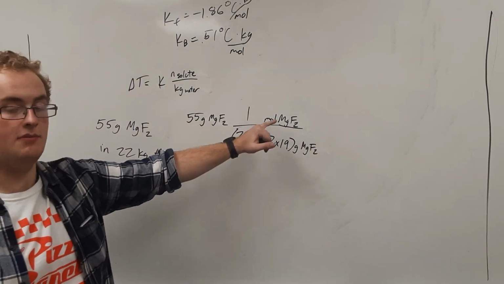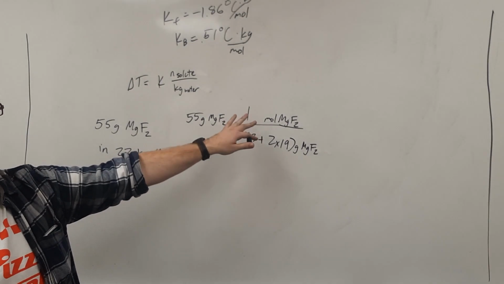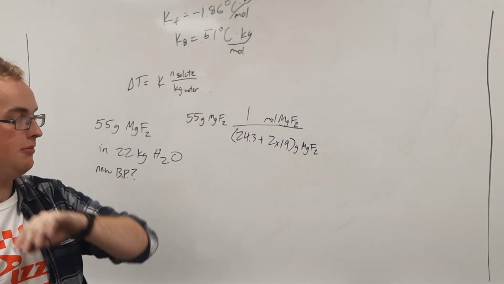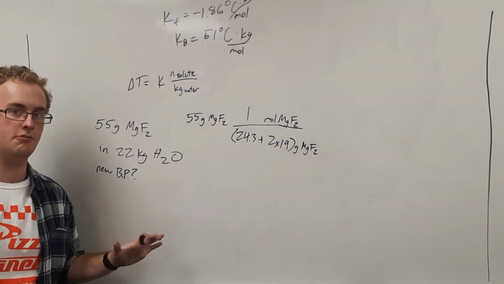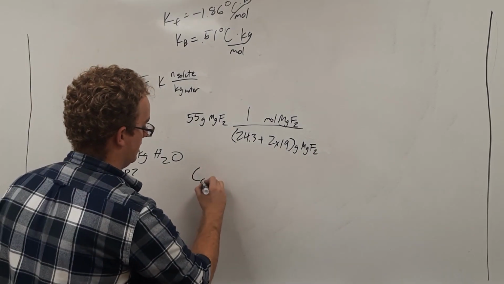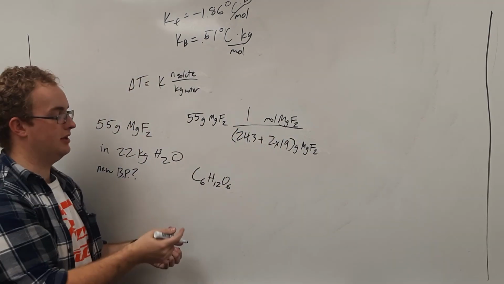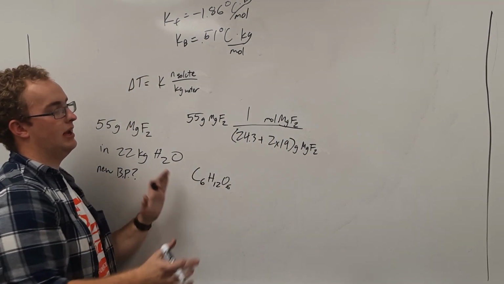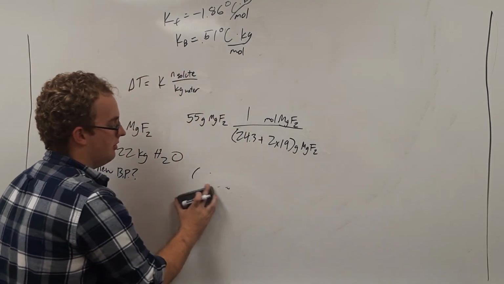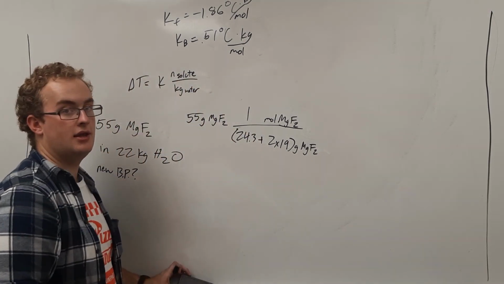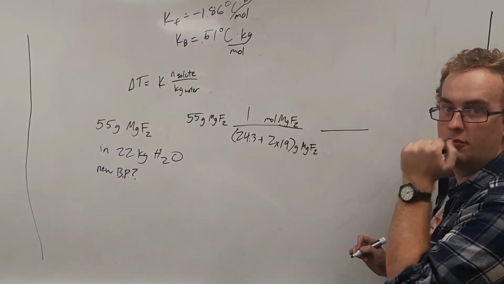So we're in moles of magnesium fluoride, but we need to think about when this dissolves, how many particles is that going to make? If we were dissolving sugar, C6H12O6, sugar doesn't separate into particles, so we would be done here because one particle like this doesn't separate into multiple. But magnesium fluoride is ionic. When we dissolve that, it's going to separate. So I need to think about how many particles one particle of that is going to separate into.